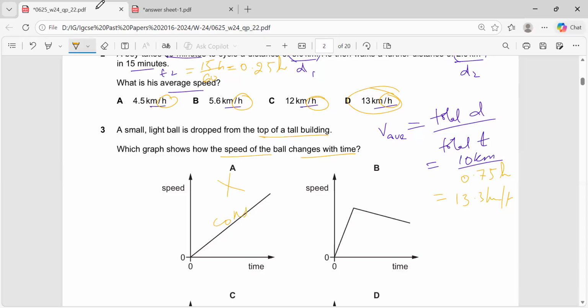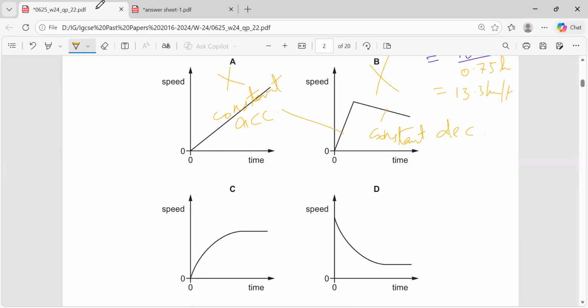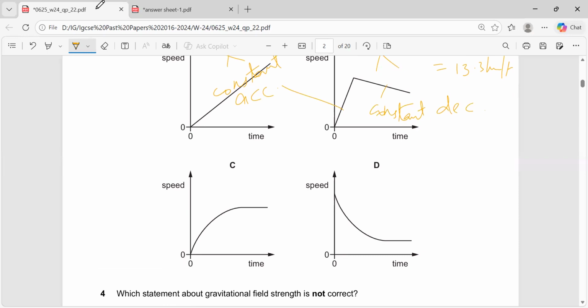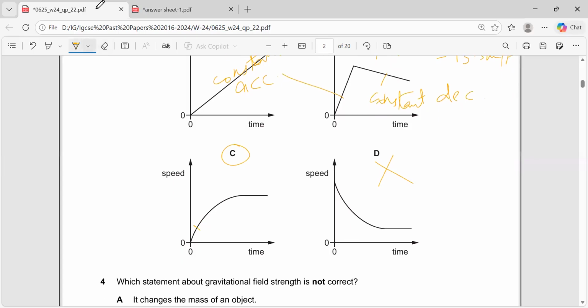This one is talking about constant acceleration, which is not possible. Here also constant acceleration. This one, constant deceleration. So this one is also not possible. Then C and D. D, no chance. Answer is C. The reason for that, I will do in 3 steps. I can divide this in 3 parts. This is part 1, then this is part 2 and this is part 3.